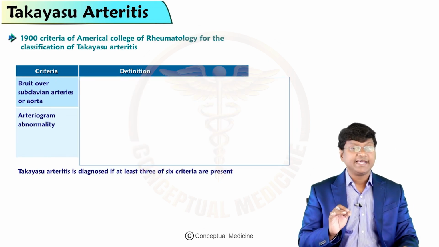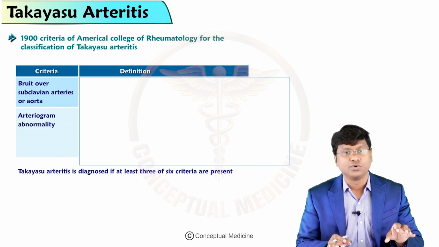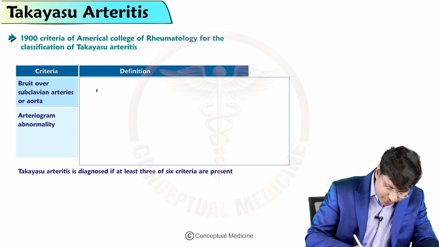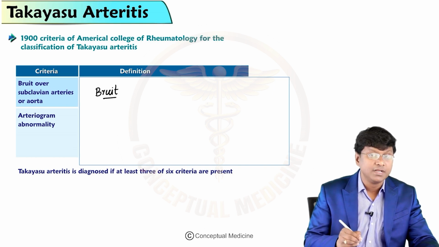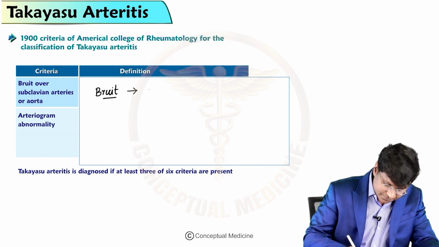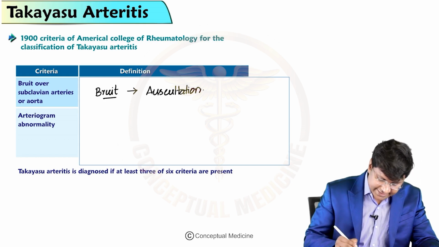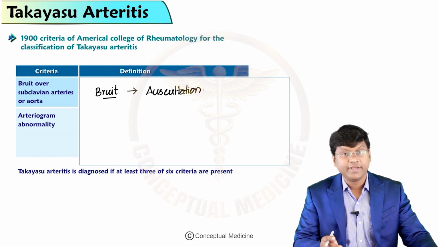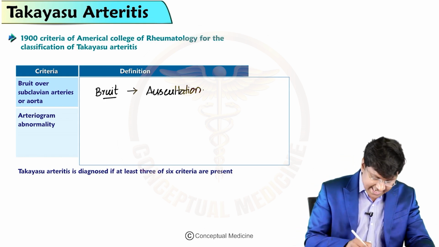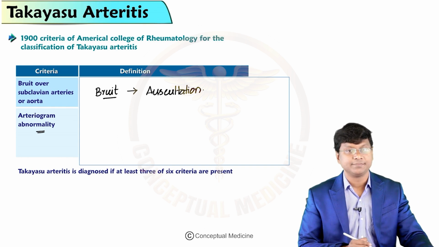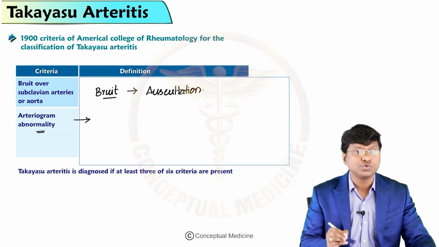And there is bruit, because what is happening to your subclavian artery? The subclavian artery is getting narrowed, so there can be presence of bruit which is audible on auscultation, either on one subclavian artery or on both subclavian arteries. And there will be abnormality in the arteriogram. When you do an arteriogram, it will show narrowing or occlusion of the entire aorta.